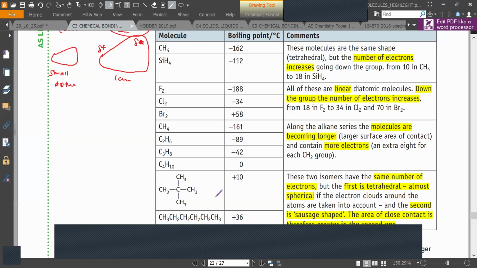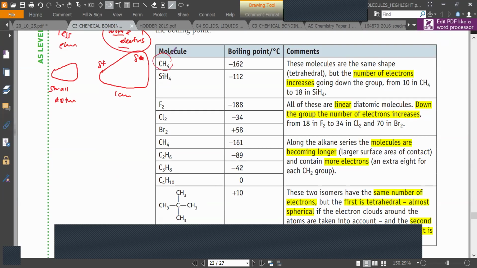Now we will look at some examples. In these two, you see this one has the higher boiling point. A higher boiling point means higher strength, so this one has a stronger instantaneous dipole. Why? Because silicon has more electrons compared to carbon. Another example: fluorine, chlorine, bromine.